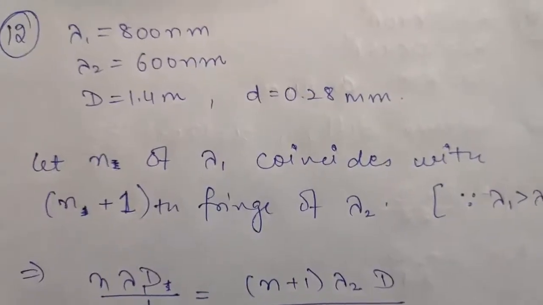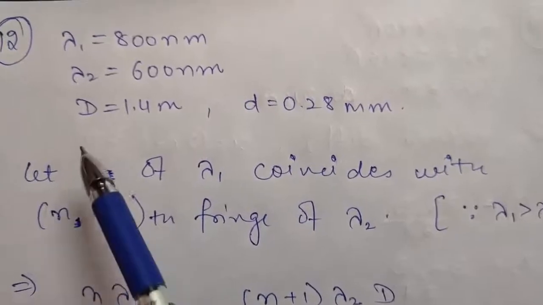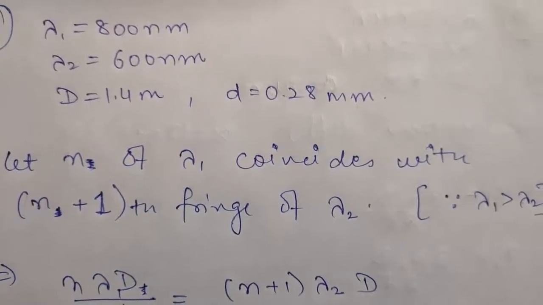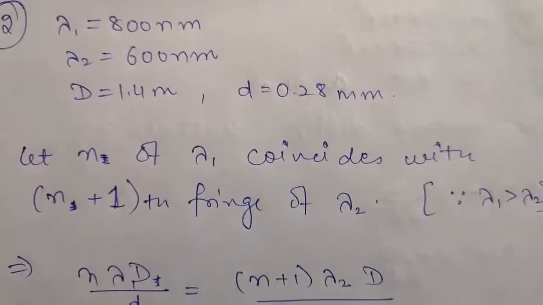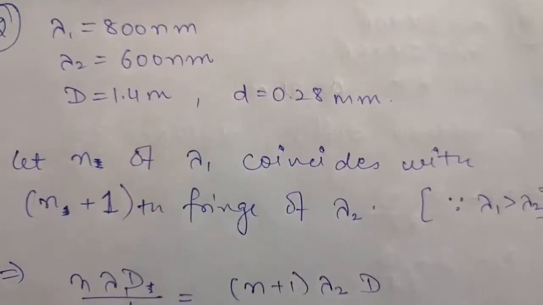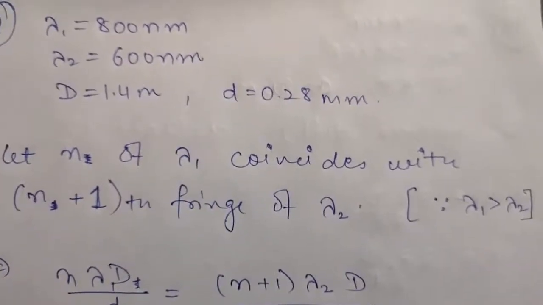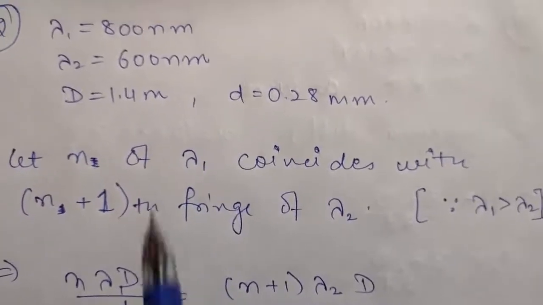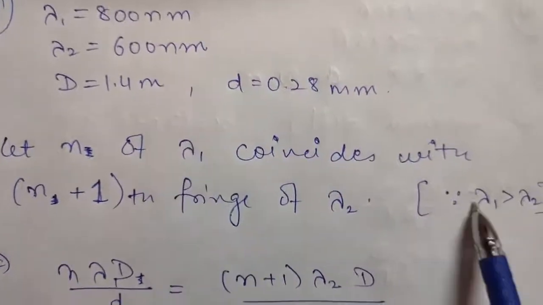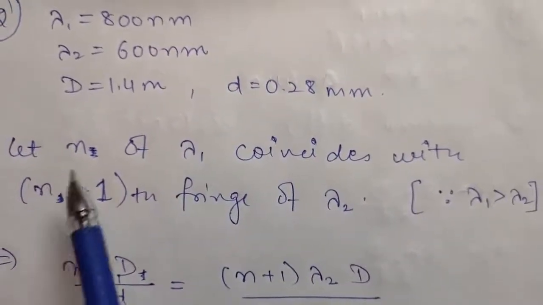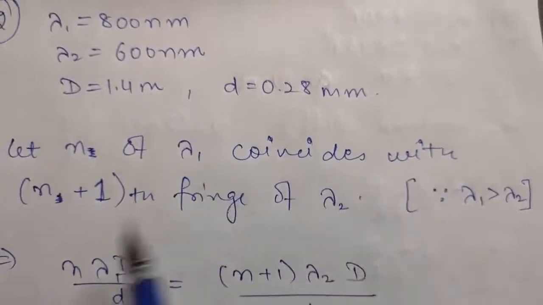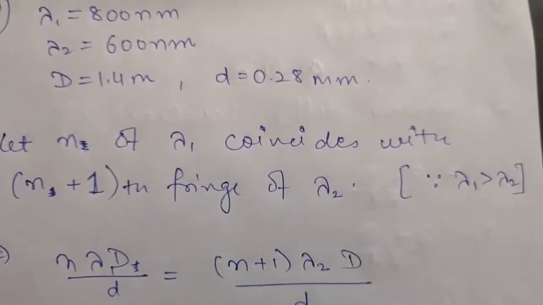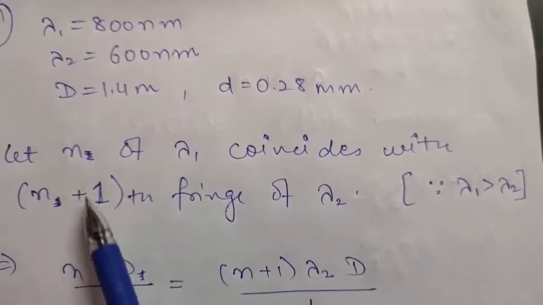In question number 12, again two wavelengths are given to you, and capital D and small d are also given in the question. You have to calculate the least distance such that the first maxima due to these two wavelengths coincide with each other. First of all, we will choose the fringes because here the fringe is not mentioned. As you can see, lambda 1 is greater than lambda 2. So let us suppose the nth fringe of lambda 1 is coinciding with the (n plus 1)th fringe of lambda 2. Because we want the least distance, we are taking only a difference of 1 between them.